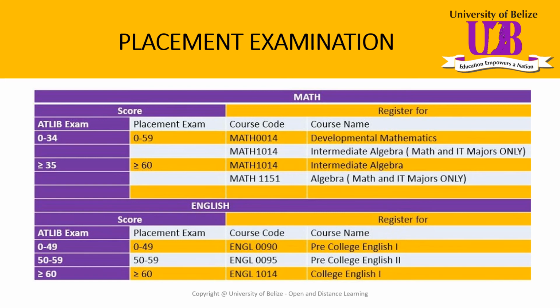Moving on to English. For English, if you receive a score of 0 to 49 on both the ATLIB and the placement examination, you will be entered into Pre-College English 1. Those who receive a grade of 50 to 59 will be entered into Pre-College English 2. Those who receive more than 60% will be entered into College English 1. So you must get a grade of 60 or more in order to go into College English 1.